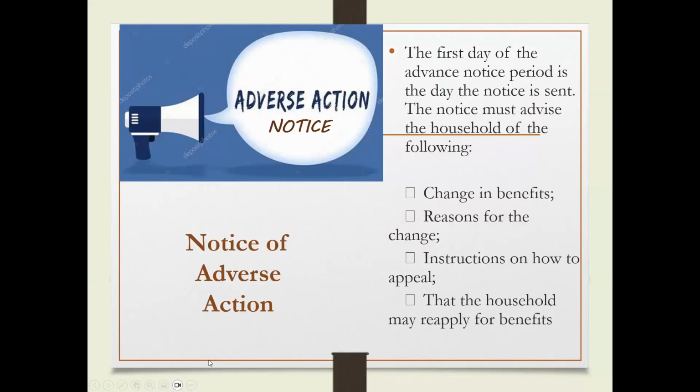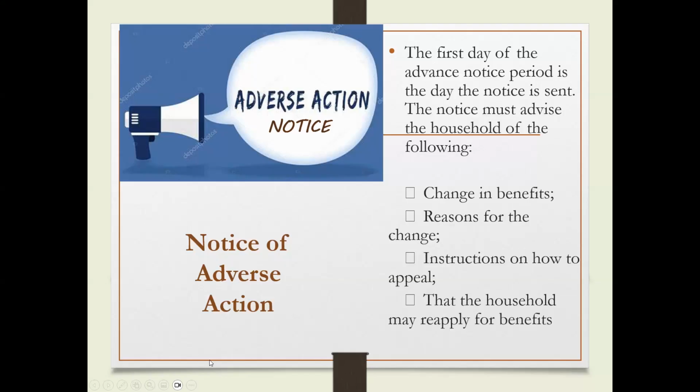The notice of adverse action may be sent via the postal service or to the email address of a parent or guardian. The LEA SFA cannot notify the household of adverse action by phone. The first day of the adverse action notice period is the day the notice is sent. The notice must advise the household of the following: that there's a change in benefits, the reason for the change, that an appeal must be filed within 10 calendar days to ensure continued benefits, and that it ensures continued benefits while awaiting a hearing and decision.